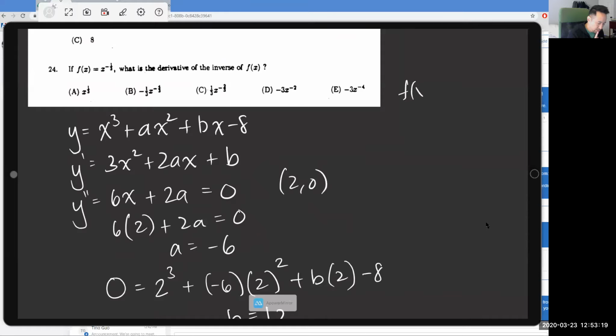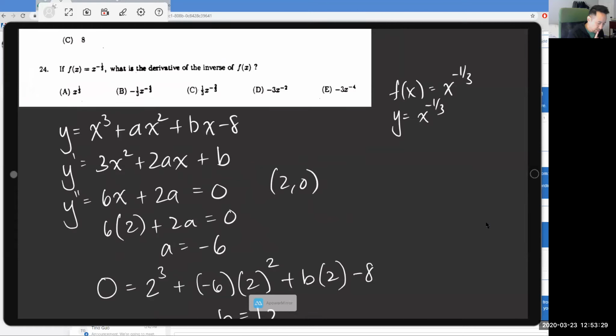If f of x equals x to the negative 1/3, I'm going to change this f of x to y, something you probably learned in Algebra 1 or Algebra 2. Then to find the inverse, we're going to switch our x and y's. So literally I just wrote x, and now it's y to the negative 1/3. Then we're going to solve for y to find the inverse. To get rid of that negative 1/3 power, I'm just going to raise both sides to the negative 3 power. And it looks like I get x to the negative 3 equals y. So this is my inverse.